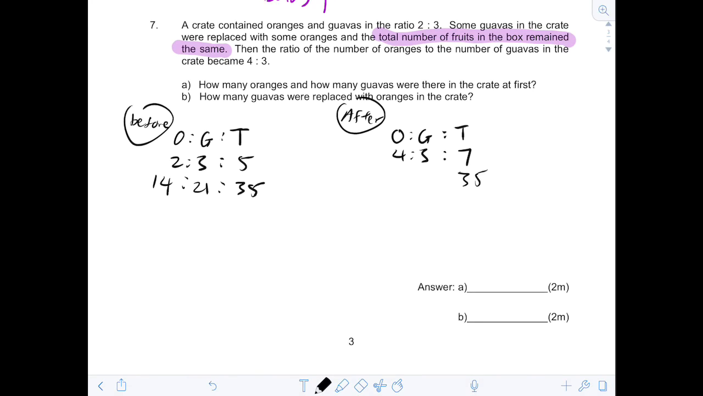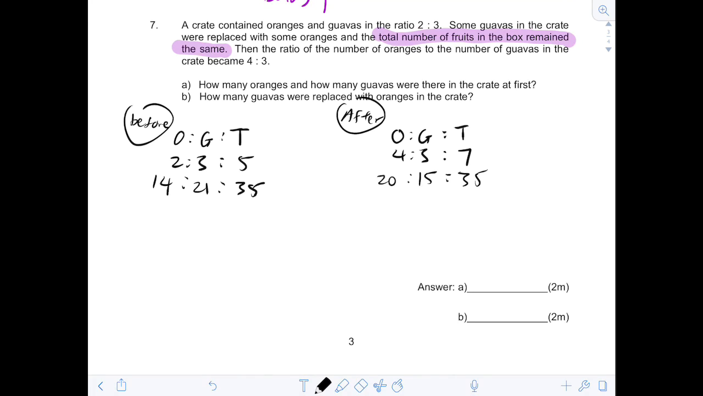And on this side you want to make it 35 also, so you can multiply everything by 5. 4 times 5 is 20, 3 times 5 is 15. Okay, so now you're looking at the ratios 14 is to 21 and 20 is to 15. So if you were to draw a model, all the units will be of the same size now already. Okay, so how many oranges and how many guavas were there in the crate at first?